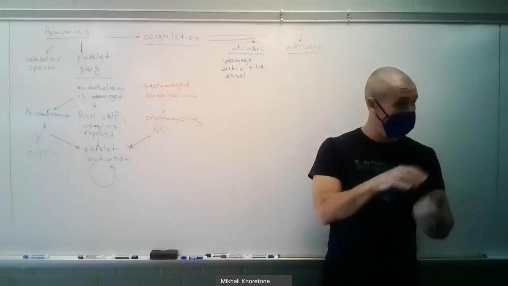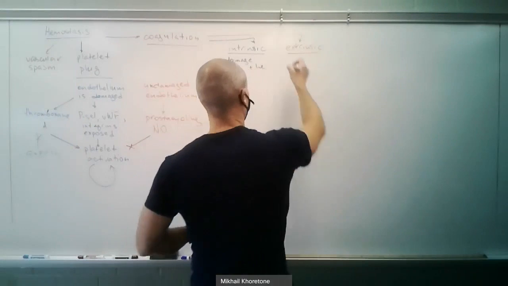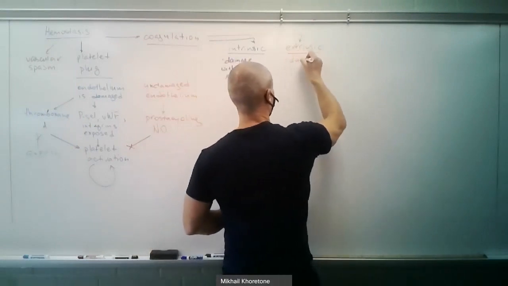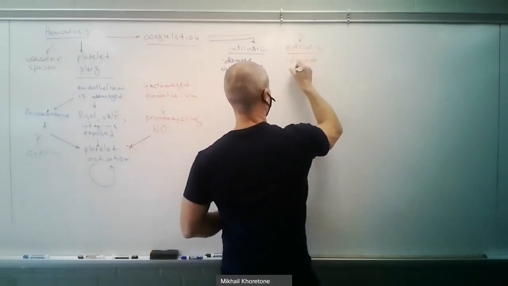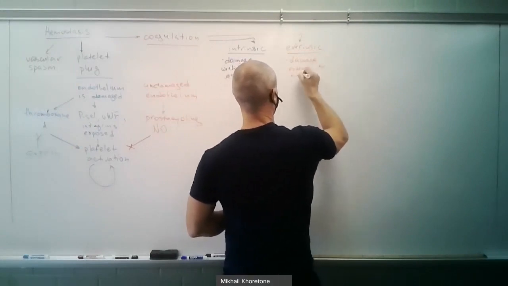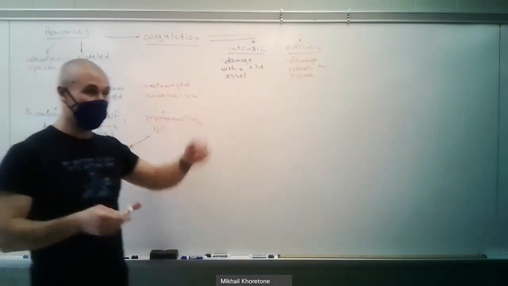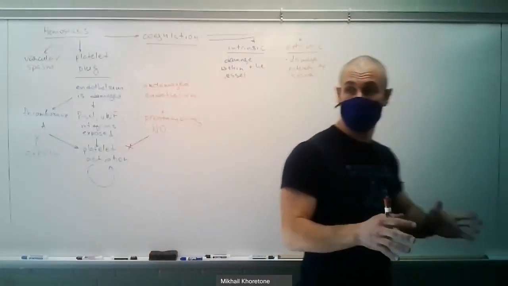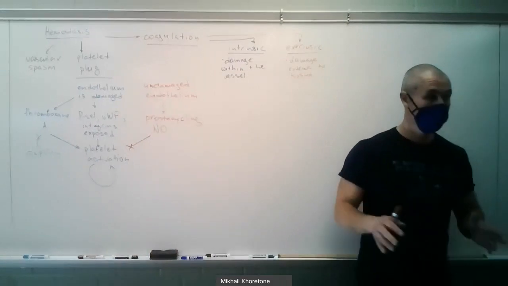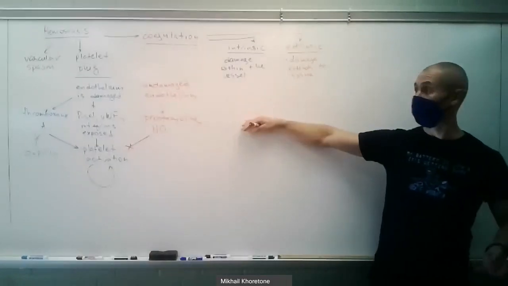Everything is confined. Extrinsic pathway is when damage extends to the tissue. Am I clear? So in this case, the vessel as a pipe is broken, right? So what starts the cascade?